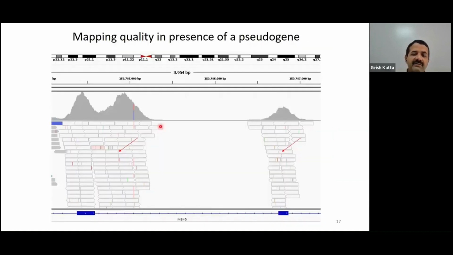We need to remember if there is poor coverage, then you can see the read qualities are very poor. You can see this light colored coverage bars suggesting the mapping quality is very poor. Usually this happens when we have presence of pseudogene like Gaucher disease or spinal muscular atrophy.